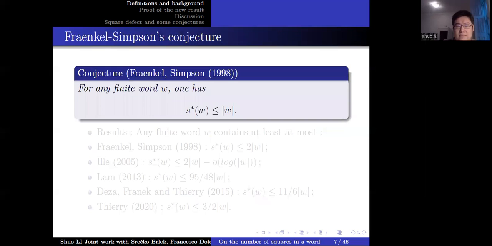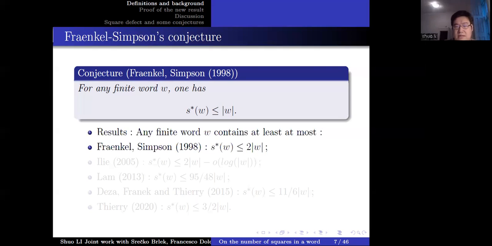So it seems that we cannot do better. We cannot find a word with few squares. So Franco and Simpson conjectured that for any finite word W, S star of W should be upper bounded by the length of W. This conjecture has received a lot of attention from different people, and the upper bound of S star W has been improved several times.